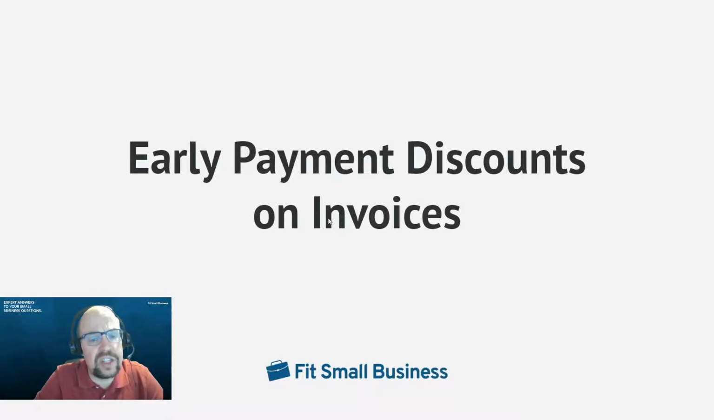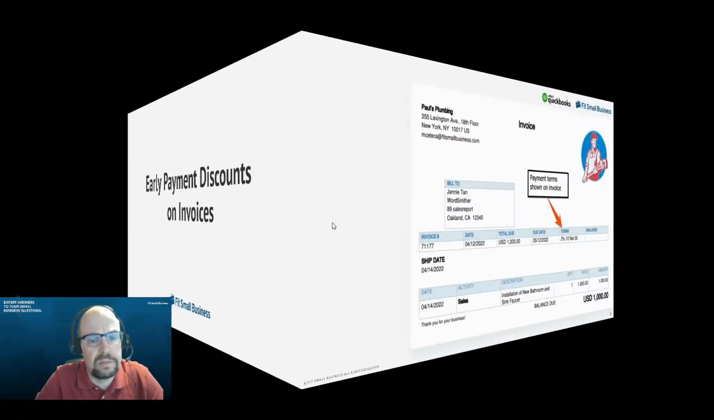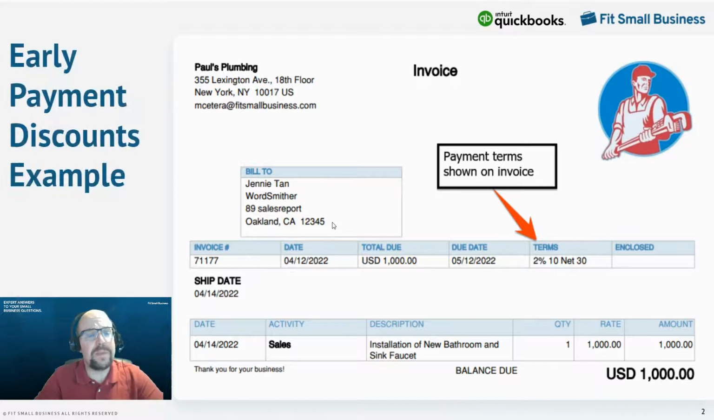Today I'm going to teach you about early payment discounts. To find your early payment discount, you need to look at your invoice and find the payment terms. On this example invoice, we have terms of 2%, 10, net 30. What this means is that you get a 2% early payment discount if you pay within 10 days. Otherwise, the entire invoice is due within 30 days.